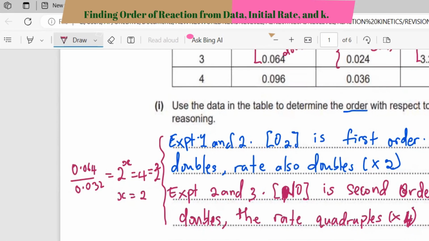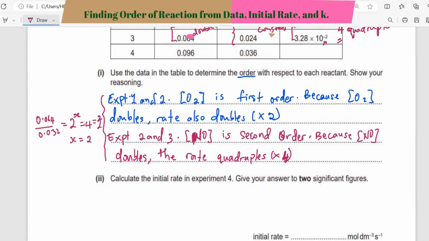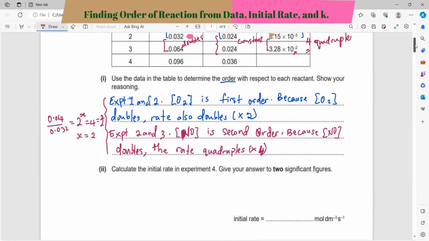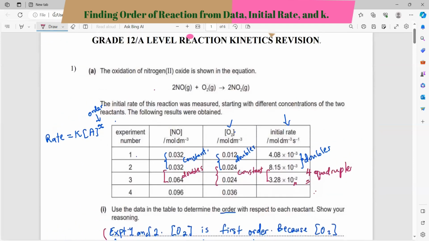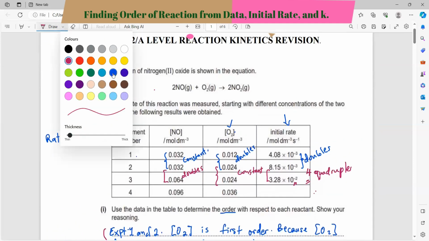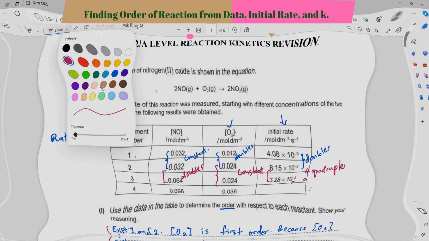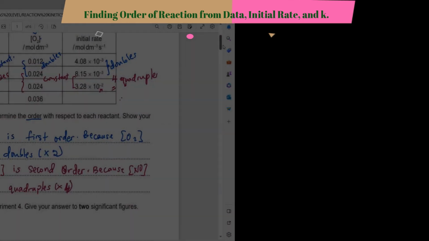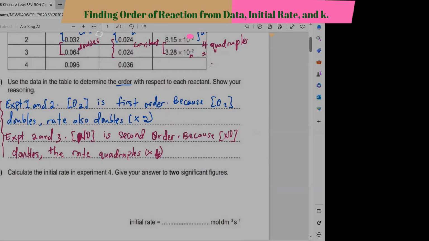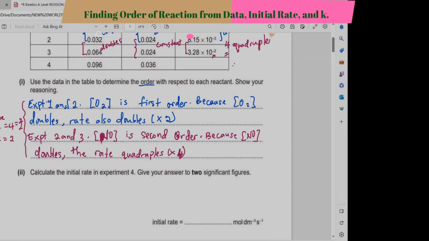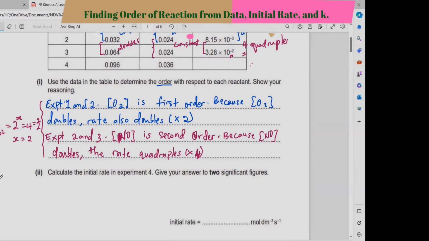Let's move to the Roman 2 part, which says calculate the initial rate in experiment 4. Now, you're going to calculate this. We're going to look at this. And which pen can I use? Should I go back to my blue? No, let me go to brown. So before we start, I want you to note that we could use 2 methods to solve this. Method 1.